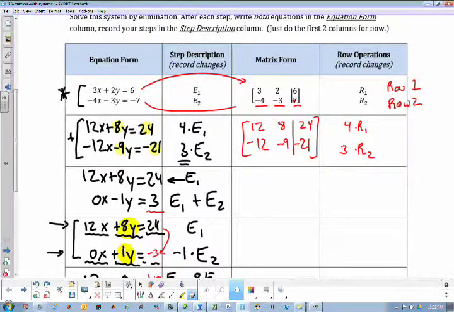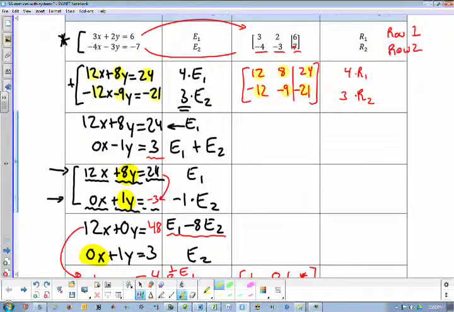All right, and so we see that these are just the coefficients from over here. We have 12, 8, and 24. Negative 12, negative 9, and negative 21. Okay? So again, it's just another way to keep track of all this information a little nicer. Okay? Let's keep rolling here.